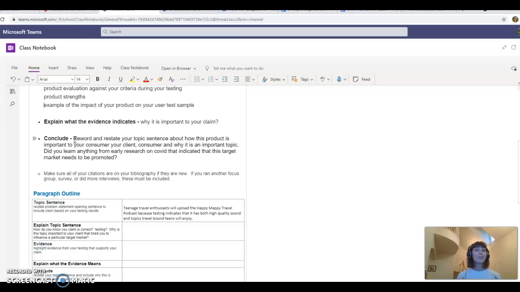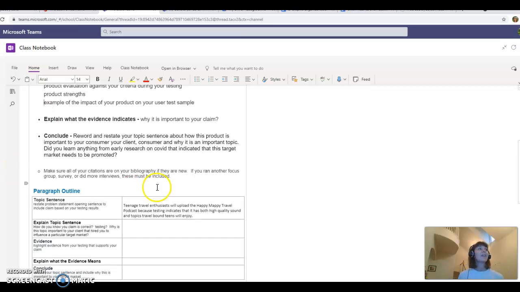Remember, this is a paragraph. It's pretty short. Your conclusion rewords and restates that topic opening sentence about how the product's important to your client and your consumer, and why it's an important topic. And I would also like you to include, did you learn anything from early research that you did on COVID or on the current situation that indicates that this target market should be promoted, that will also benefit from your product? So wrap that all up. It does not have to be very long.